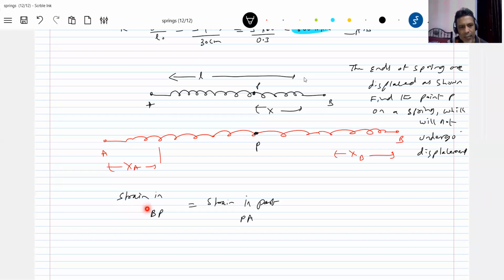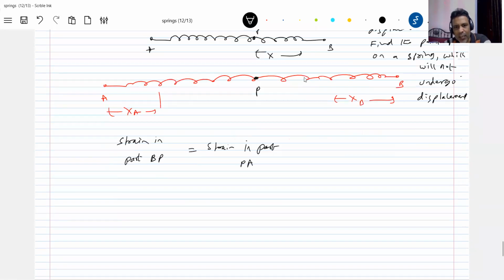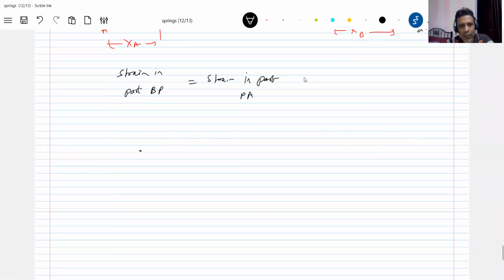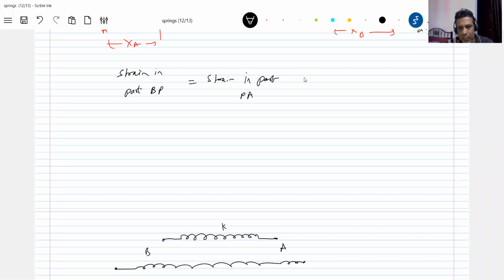How did you tell us there'll be at least one point on a spring which will not undergo displacement? There's a simple common sense. If there's a spring, if I give equal displacement, tell me, at least a student must think on this one instead of asking the teacher a question. So both the ends I'll give equal displacement.